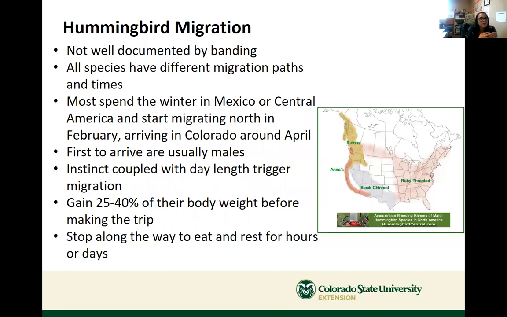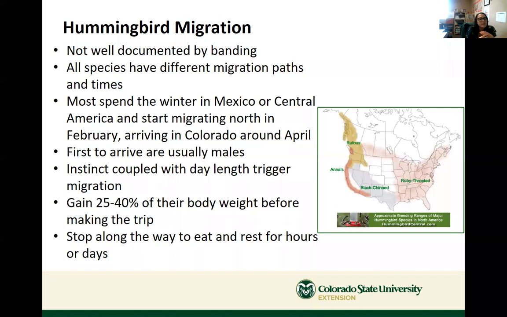So let's talk a little bit about migration. It's not well documented. They've tried to do some banding, but I mean, try to catch a hummingbird. It's not easy. They're fast and they're mean. So it's not well documented, but we do have some data. All species have different migration paths and times.